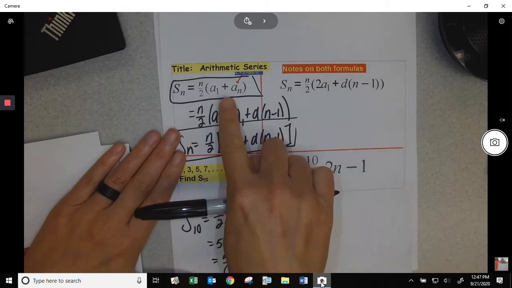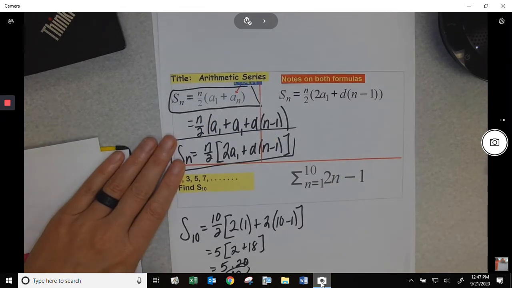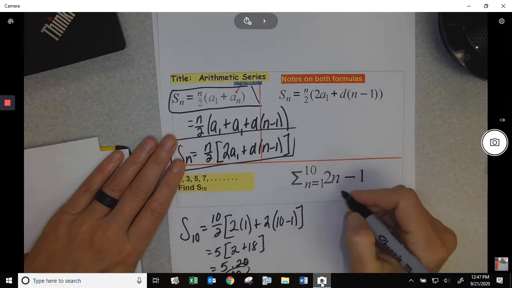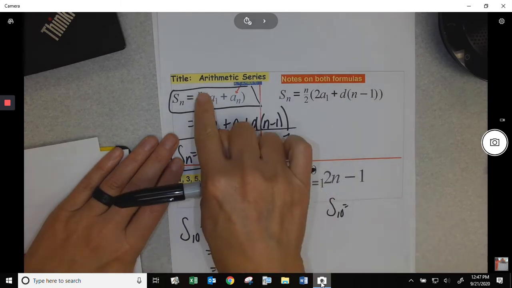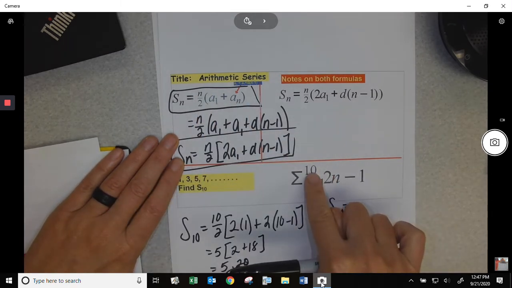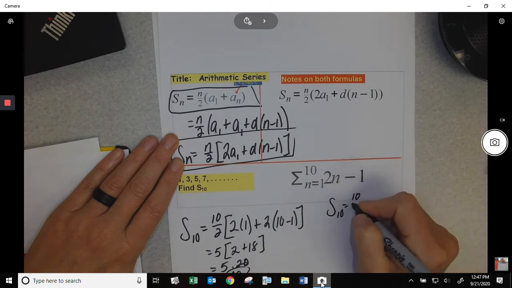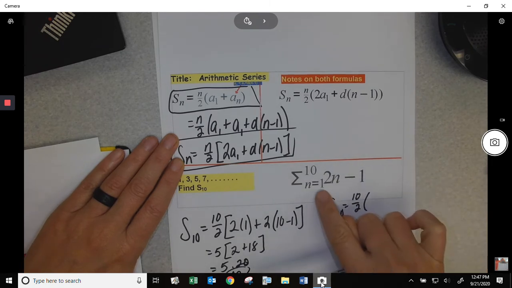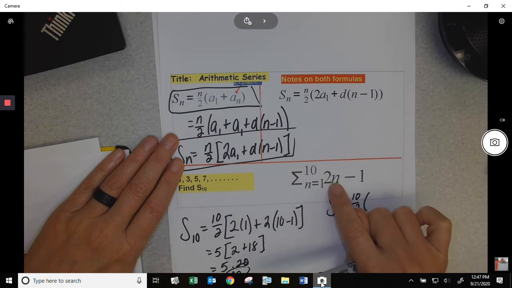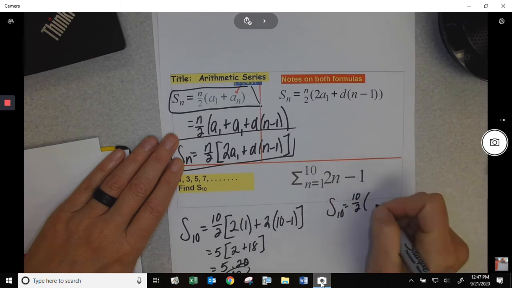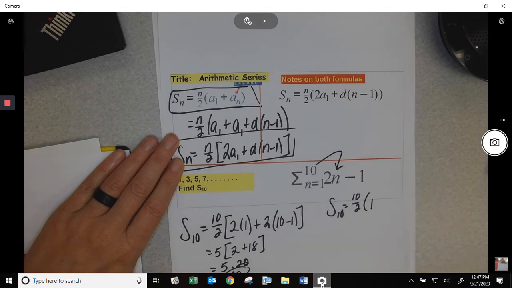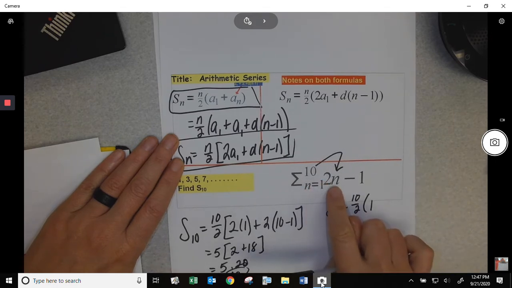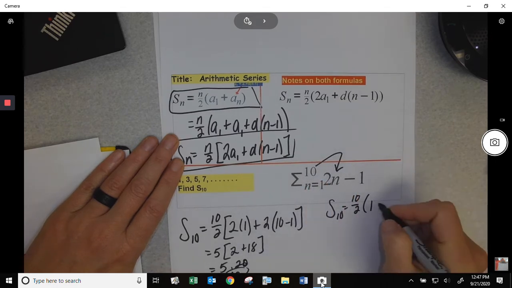Now, let's use the first one, which I'll be honest with you, I like a little bit better. The first formula, sum of the first 10 numbers, it says n over 2. So I'm adding 10 terms, so it's 10 over 2. First term, I like this because I just plug this number in to get the first term. 2 times 1 minus 1 is 1. And I can find the last term really easily by plugging in that top number. 2 times 10 is 20. 20 minus 1 is 19.